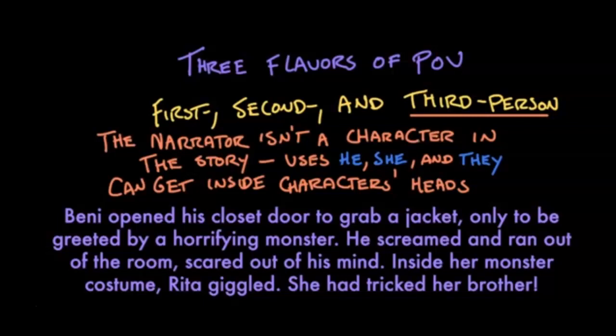We might see it differently reading that story. From Rita's perspective, it's a funny prank. From Benny's, it's super scary. He just saw a monster. So, to recap, there are 3 different types of narration or points of view in a story.